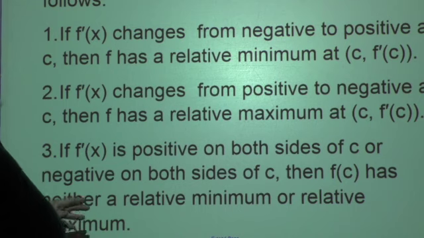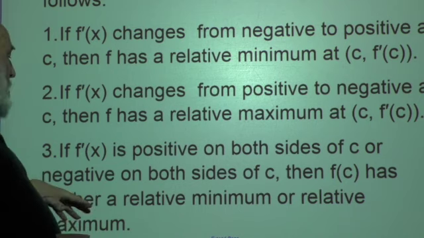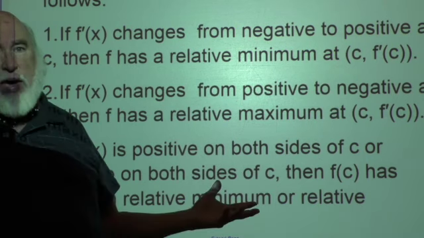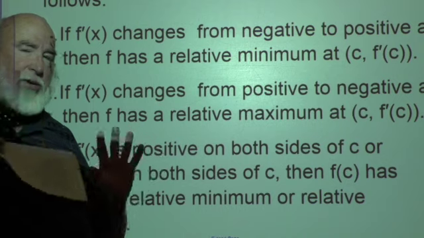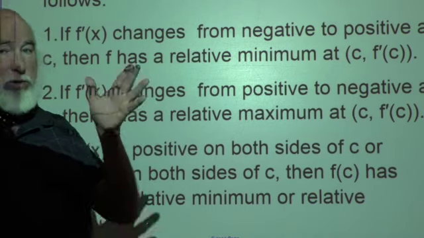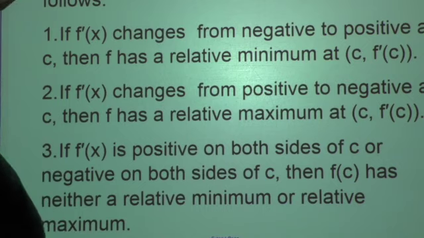And if it's positive on both sides or negative on both sides, then that means there's going to be neither a relative minimum nor a relative maximum at that point. Again, I understand it doesn't mean a whole lot. It will when we do the practice problems. So let's take a look.